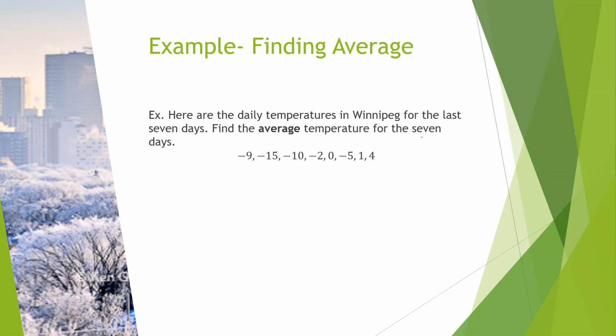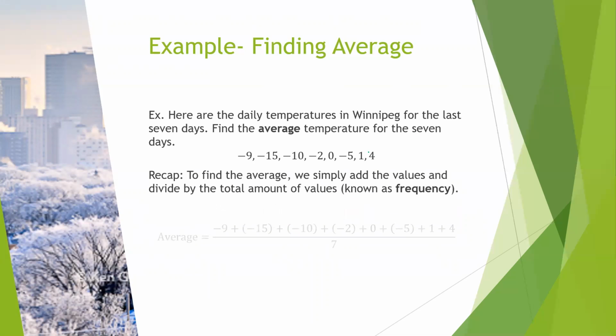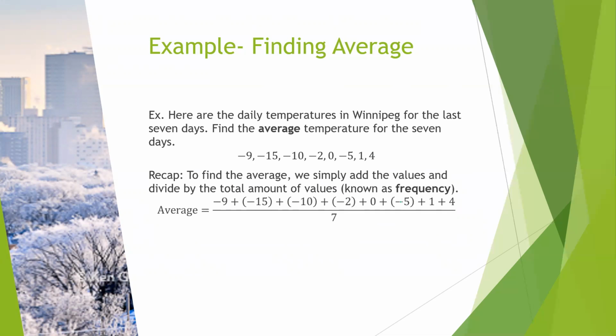So let's just switch around the question when we're doing the math here. I'm just going to ask you to switch it to 8 days, okay? I know it says 7, but I'll switch it to 8 days. So what I'm going to ask you to do to find the average is simply add all these numbers up and then divide by 8. So I'm going to take -9 plus -15 plus -10 plus -2 plus 0 plus -5 plus 1 plus 4, and I'm going to divide by 8, which is the total number of values.